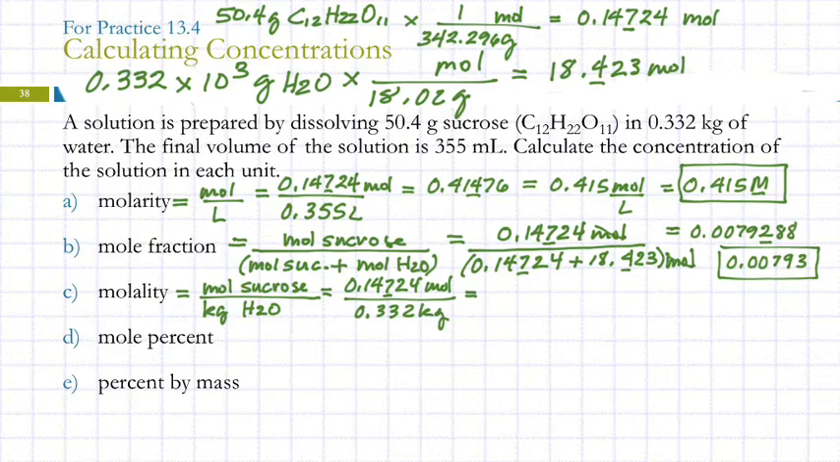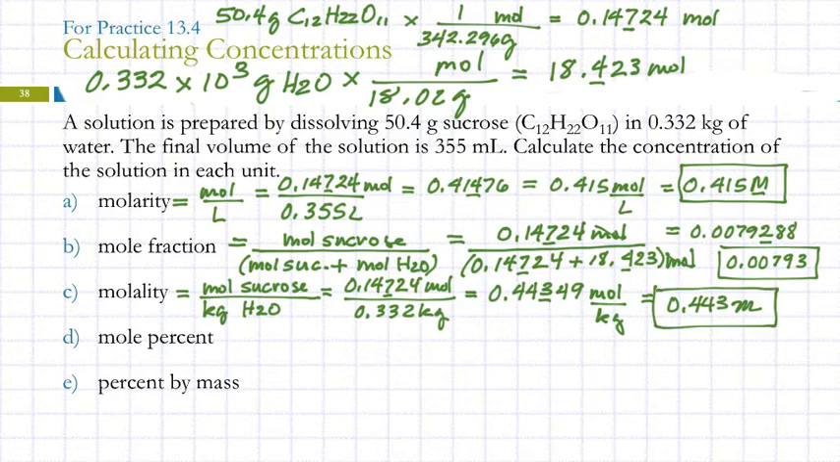This would also have 3 significant figures, 0.44349. You could write that as moles per kilogram, rounding that to 0.443. We can also use that potentially very confusing lowercase italicized m. 0.443 moles per kilogram. Any questions?